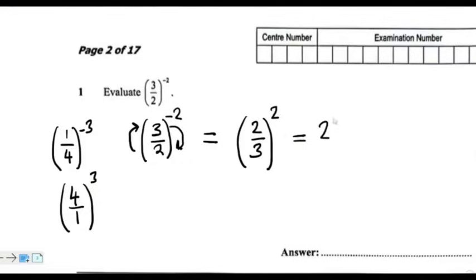So this is the same as 2 raised to the power of 2 over 3 raised to the power of 2. 2 raised to the power of 2 is 2 times 2, which gives us 4. Then 3 raised to the power of 2 is 3 times 3, which gives us 9. So this is our answer. The value is 4 over 9. We now come to question 2.